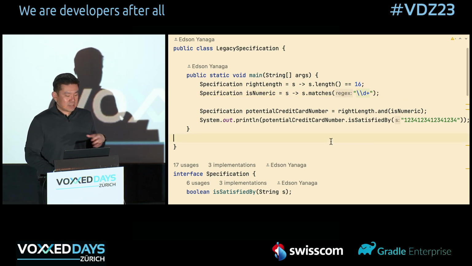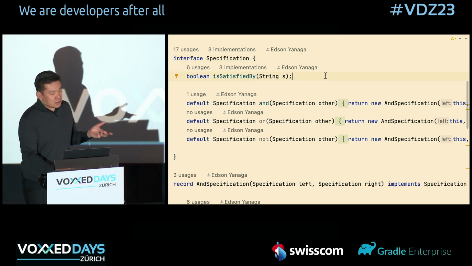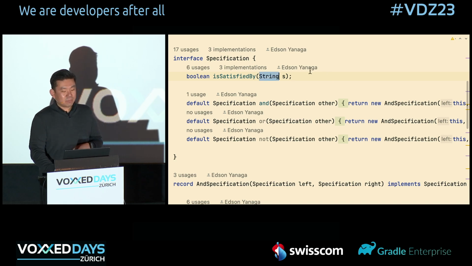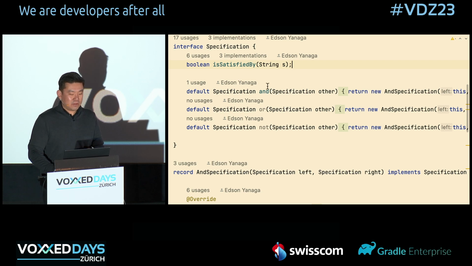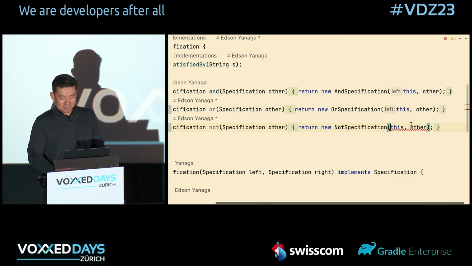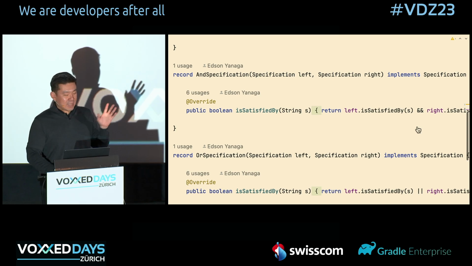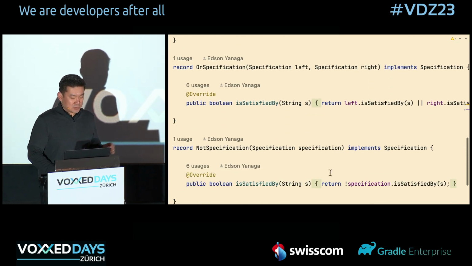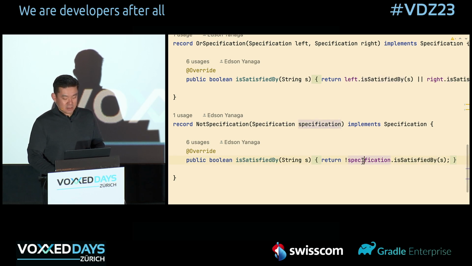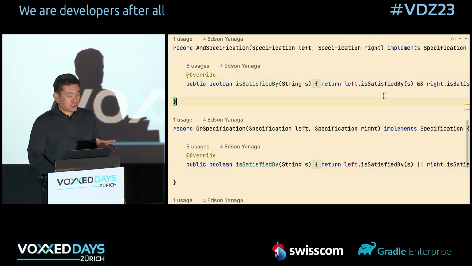So how would you create a specification 10 years ago? Well, I would create an interface. I would create a method, boolean isSatisfiedBy. I would pass a string. Then I would create here, I use the advantage of default methods in interfaces. And I create, well, if you have an and, you can create a new and specification. I implement new or specification and new not specification. And just the other one. Okay? So I created and implemented these records: and specification, or specification and not specification. And I also implemented here not, or, and and.